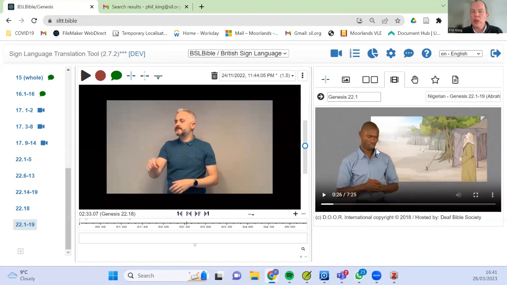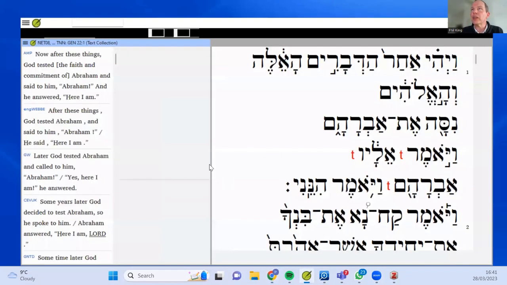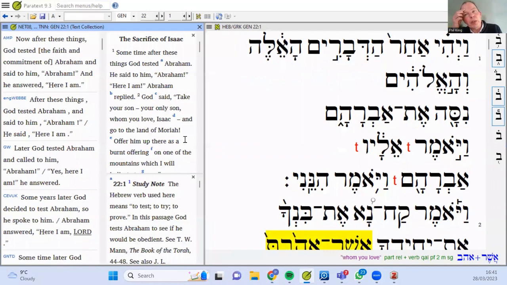So the question was, well, what are we going to do in British Sign Language with this passage? Now, it's interesting, as we looked at this, let me get Paratext back open again. Right, so this is something that's quite important in several places in Genesis 22. So we have it here. He said to him, Abraham, here I am, he replied.